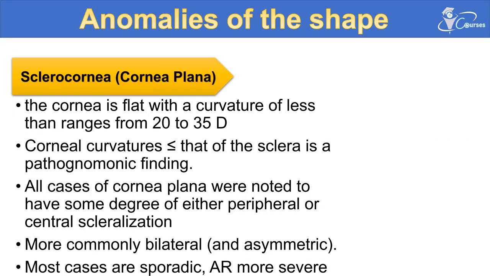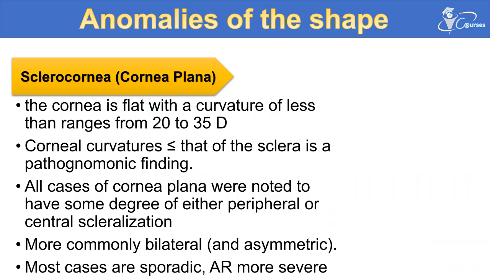Let's now talk about the anomalies of the shape. What are the anomalies of the shape that the cornea could show? There is a disease called sclerocornea or cornea plana. So are they two different diseases? Well, let's see. In sclerocornea or cornea plana, the cornea is flat.